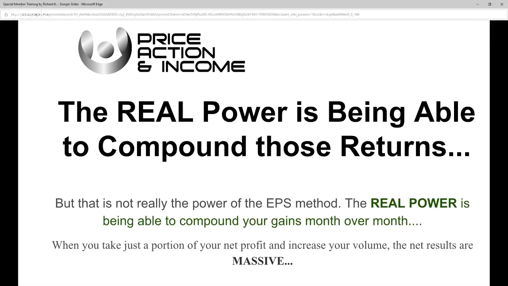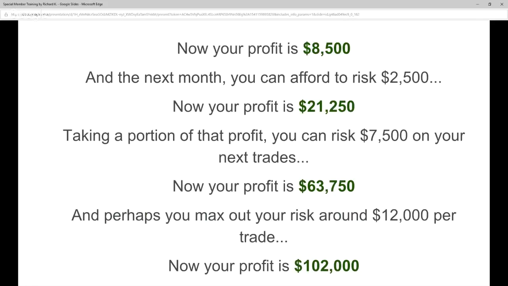And so the power is coming from compounding your gains month over month. When you take just a portion of your net profit and you increase your volume, the results are massive. So let me give you an example of how that would work. If you grow your risk from $500 to $1,000 per trade, your now potential profit is $8,500. And then next month you could afford to risk $2,500, then your profit is $25,000. And so on and so on.